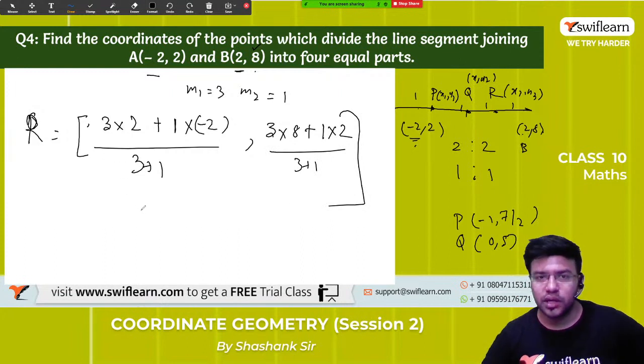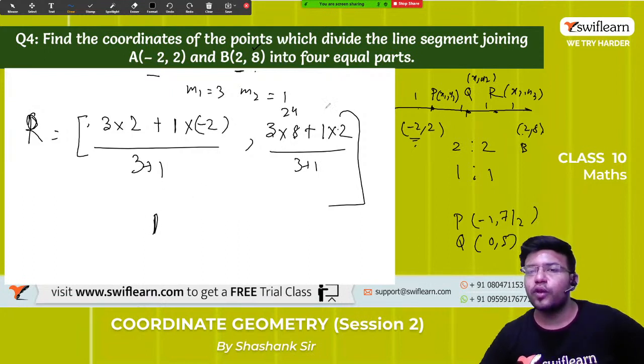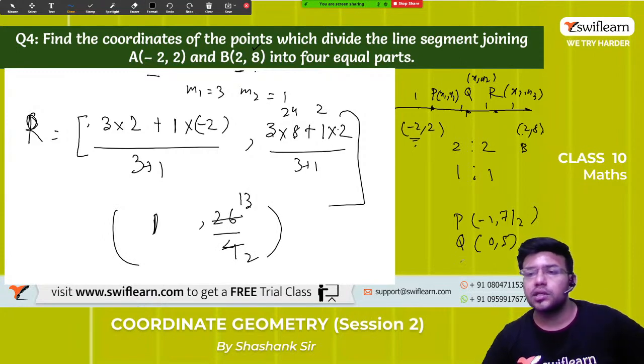Now 3 into 2 is 6, 6 minus 2 is 4, 4 by 4, how much is this? 4 by 4 is what? 8 3s are 24, 24 plus 2 is 26, 26 by 4, okay, so we get 26 by 4. Can we divide this? 2 2 ja 4, 2 13 ja. So what are the coordinates of point R? 1, 13 by 2. Now 7 by 2 is 3.5, 13 by 2 is 6.5. ऐसे भी लिख सकते हैं हम.